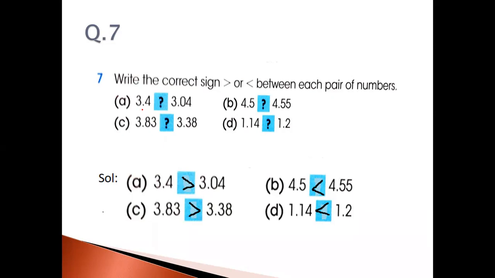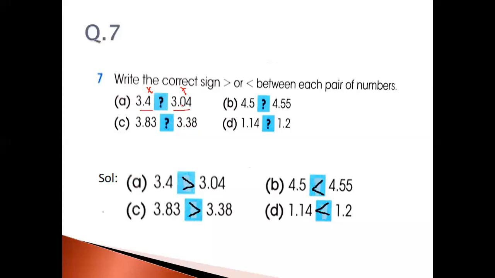After the decimal, immediately after the decimal, you can see the tenth part is written here. According to the place value chart, this is the tenth part of the first number, and this is the tenth part of the other number. You can see here the tenth part is 0, and here the tenth part is 4. So 0 is smaller and 4 is greater. It means 3.4 is greater than 3.04.